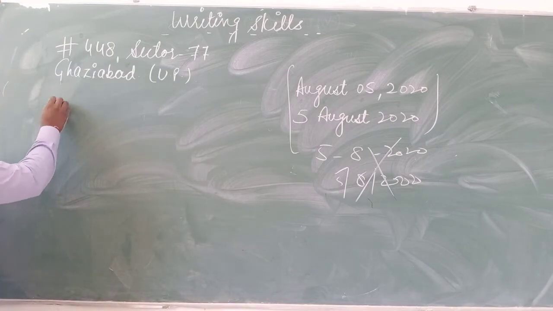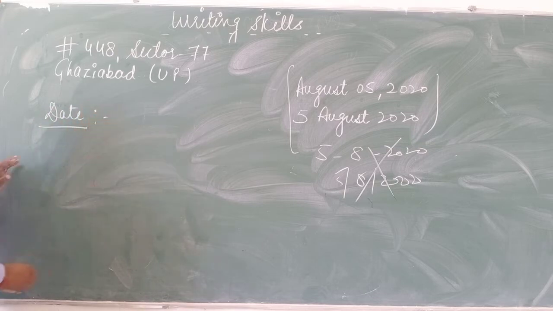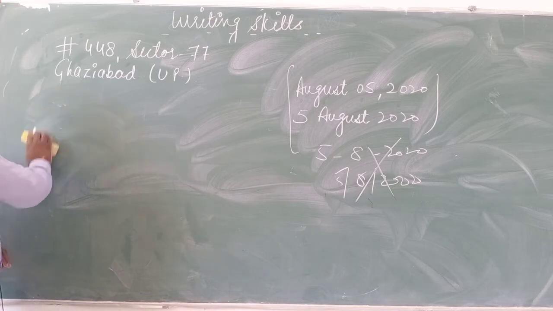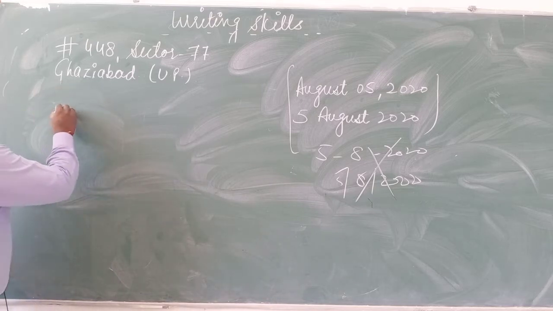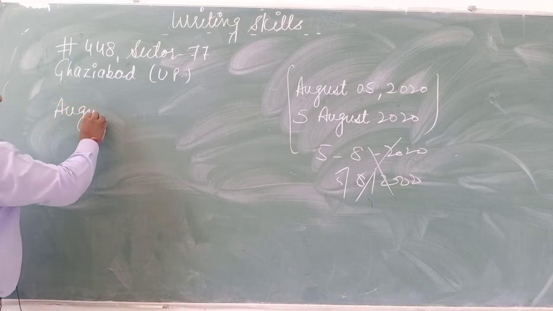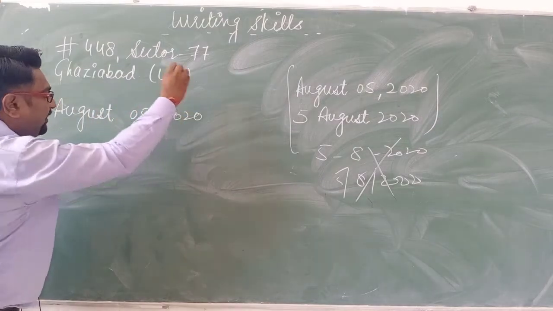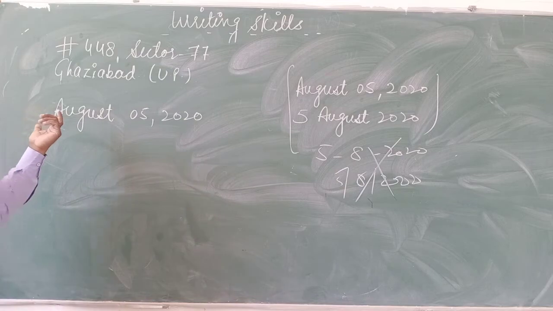Some students mention "DATE" over here, start underlining, making a heading. No, your level is of 10 plus 1, 11, right? This is ridiculous. You will not write down "DATE" and underline it. Simply write down the date in this way. August 05, 2020. This is your step number 2.